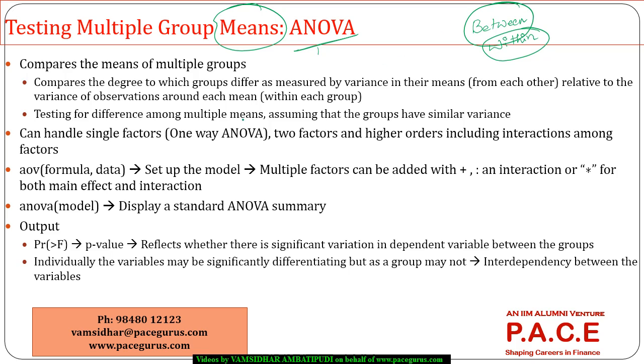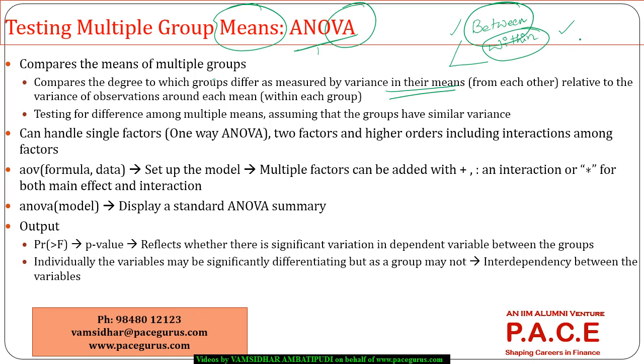So it looks at the degree to which the groups differ. So it takes the kind of variation that is existing between the groups. It also looks at the kind of variance that is existing within the groups. So this is what ANOVA is. That's the reason analysis of variance has come up. So it looks at variance in the means from each other.